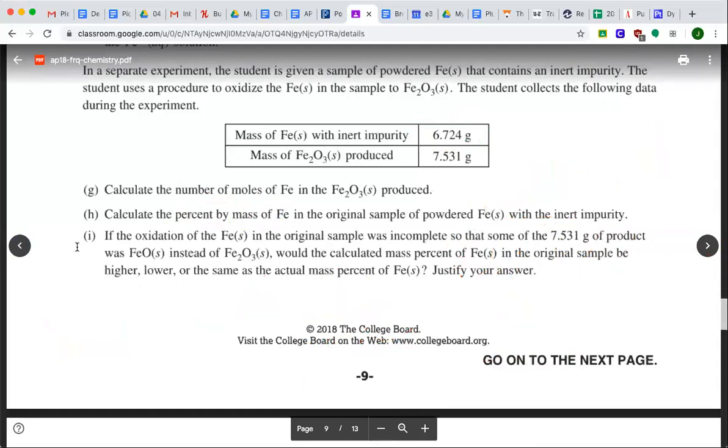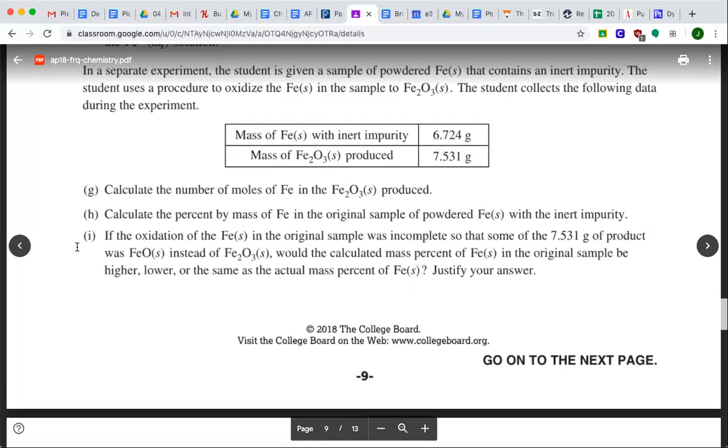If the oxidation of iron solid in the original sample was incomplete, so that some of the 7.531 grams of product was iron(II) oxide instead of iron(III) oxide, would the calculated mass percent of Fe solid in the original sample be higher, lower, or the same as the actual mass percent of iron solid?